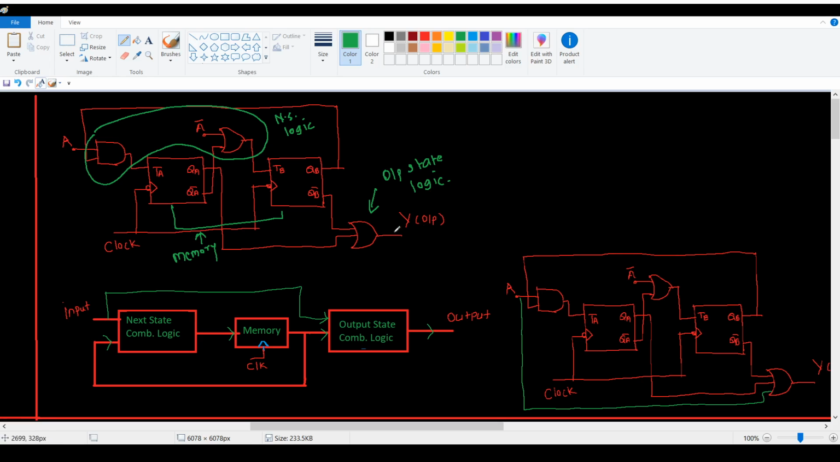Now, if you want to form the logical expression for Y output, that will be Y is equal to QB bar OR with QA. If you examine this equation, you can see that this output depends on only the present state of the machine, QA and QB bar, right? It doesn't depend on the input A. Here A is the input. So this machine is a Moore state machine.